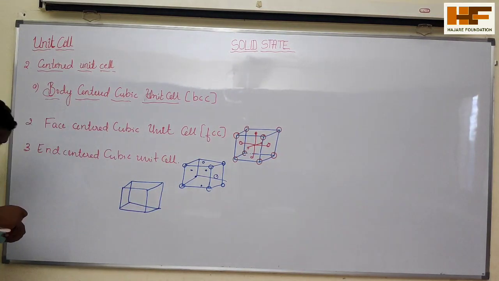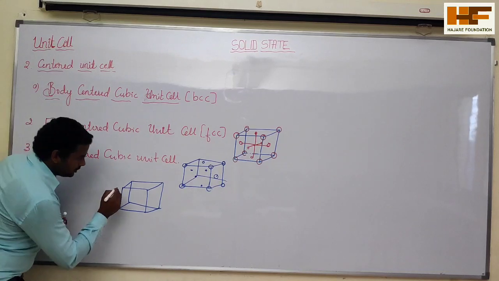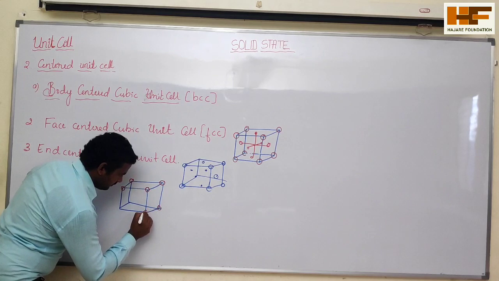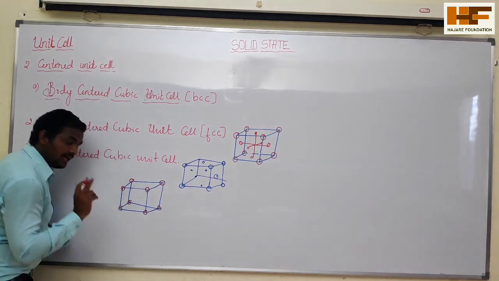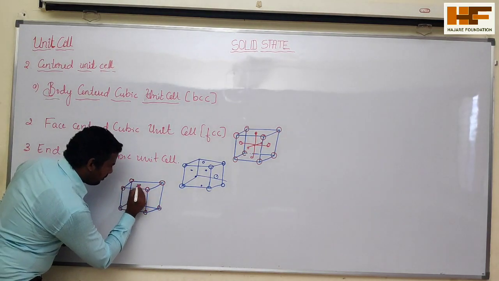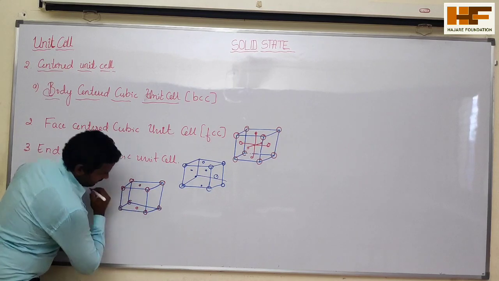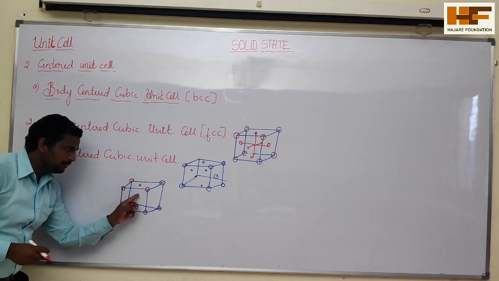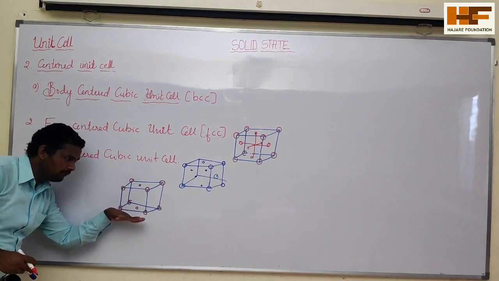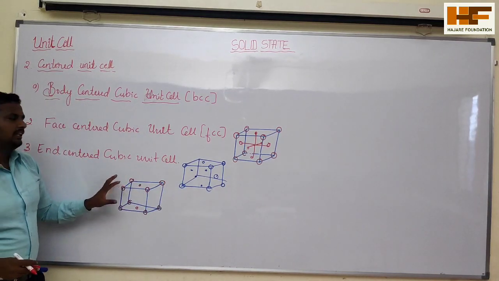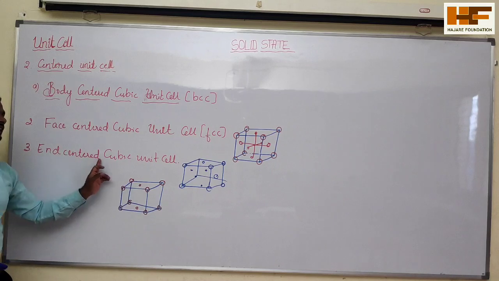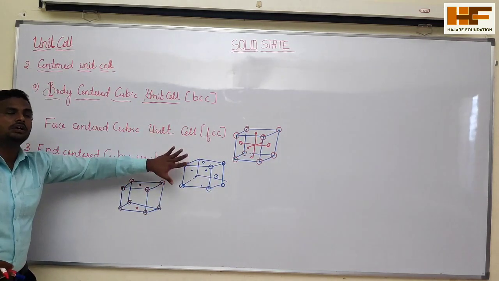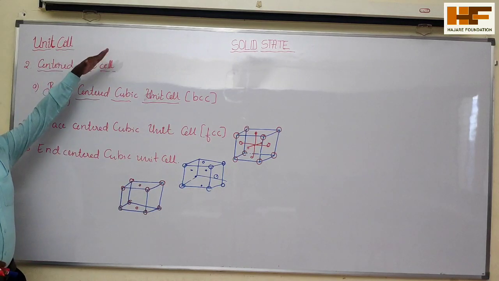right. So this is the cubic unit cell and the constituent particles are present at all 8 corners, as well as one will be above and another one will be below. So if these constituent particles are only present at the above face and the below face, this type of unit cell we call an end centered cubic unit cell. So these are the classification of cubic unit cells.